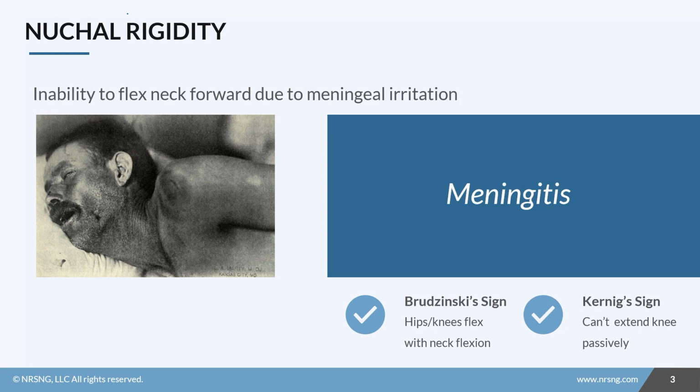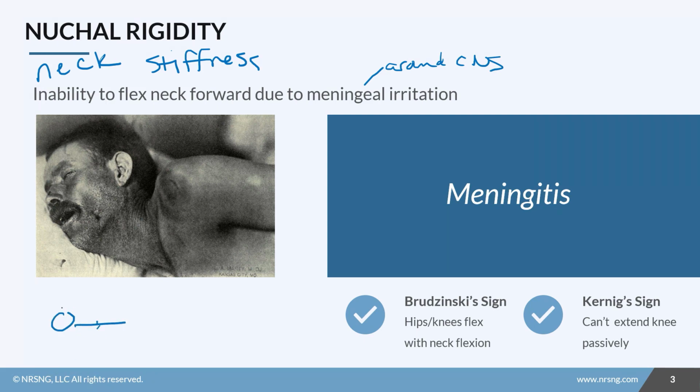Now, nuchal refers to the neck, and obviously rigidity means it's stiff, or neck stiffness. This isn't just like I worked out yesterday and my neck is stiff. This is really significant stiffness. This is the inability to flex the neck forward at all because the meninges around the brain and spinal cord and the central nervous system are causing irritation. And so usually what we'll see is when the patient is lying on their back, we will try to lift their head forward and bend their neck, their chin to their chest.